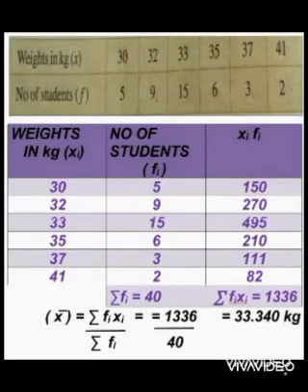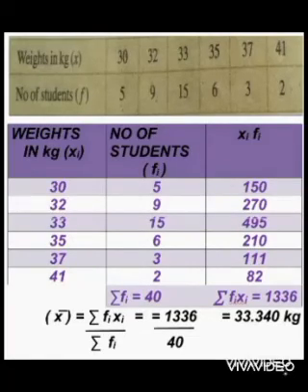Next, what we have to do? We have to calculate the total of xi into fi. You have to add all: 150 plus 270 plus 495 plus 210 plus 111 plus 82. If you add all, how can you represent that here? Sigma fi into xi. How much will you get there? 1332. 1336 you got. Now let us present it in the formula.